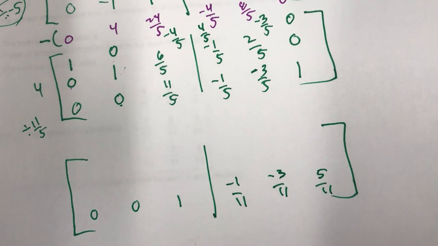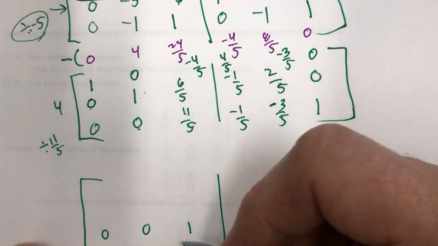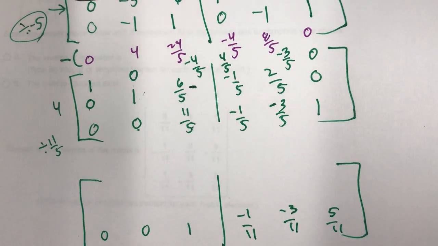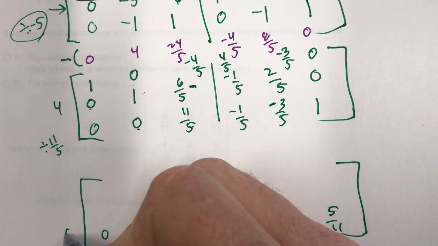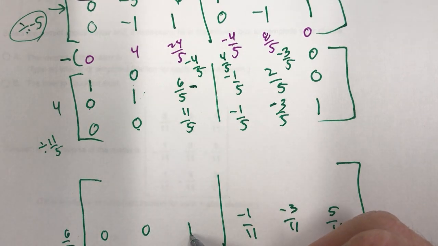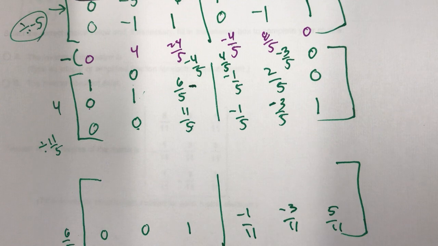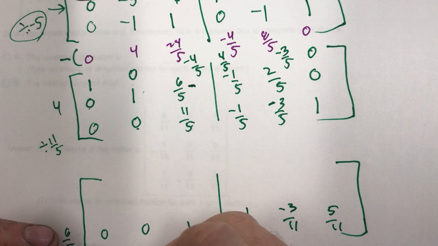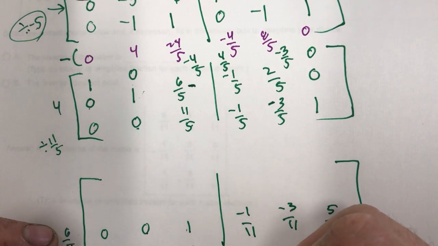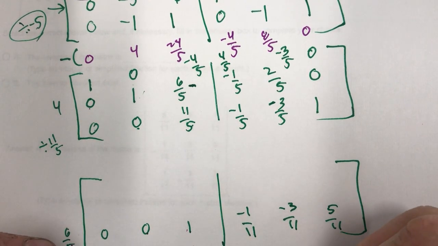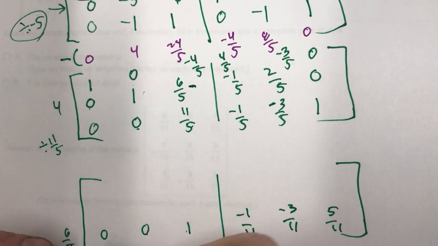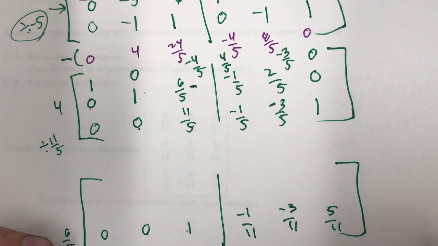Okay, I think I'm right. Now I'm just going to go straight to this next row. This right here needs to be a 0. It's a 6 fifths. So what I'm going to do is multiply the first row by 6 fifths, because 6 fifths times 1 would be 6 fifths, and I'll subtract them. I'm going to write that here at the bottom. 6 fifths times 0 is 0. 6 fifths times 0 is 0. 6 fifths times 1 is 6 fifths. 6 fifths times negative 1/11th is negative 6 over 55. 6 fifths times negative 3 over 11 is negative 18 over 55. 6 fifths times 5/11ths is 6/11ths.